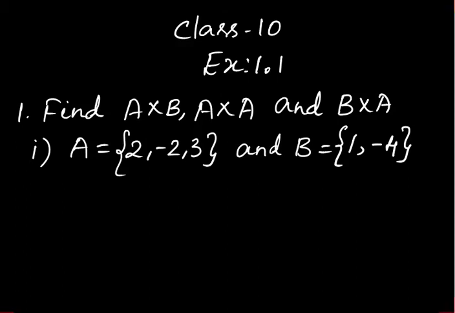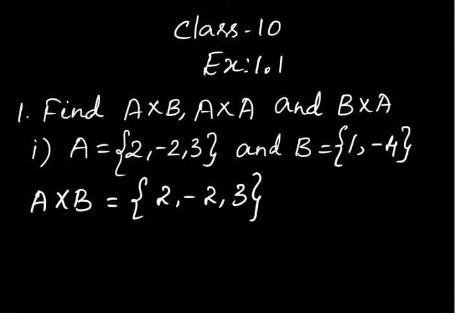Exercise 1.1, first question, find A cross B, A cross A and B cross A. For the first question, they have given the values for A and B. First we will find A cross B. So write down the given value of A, then write cross, then write B value.